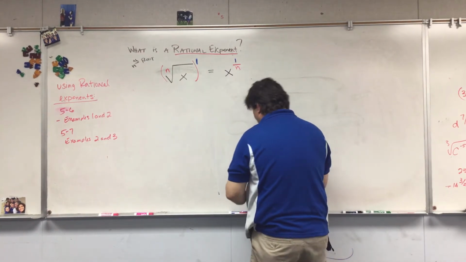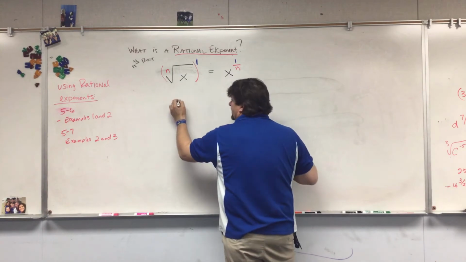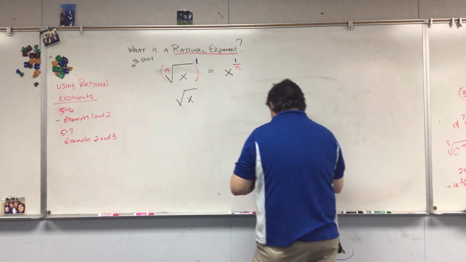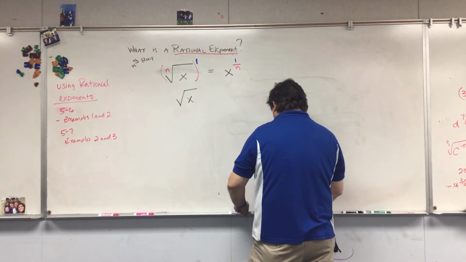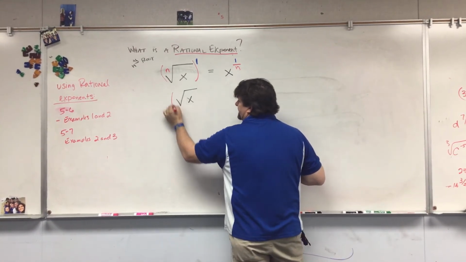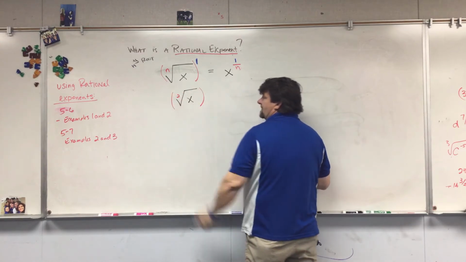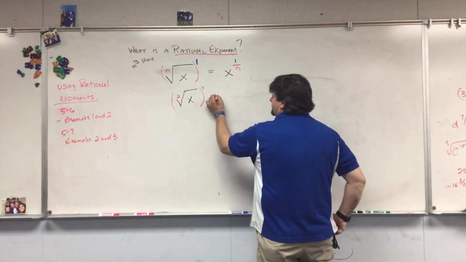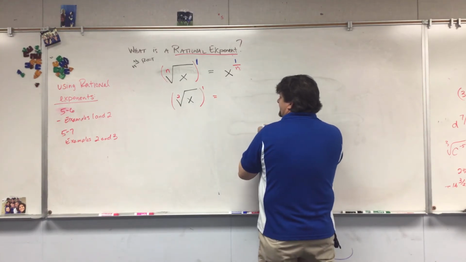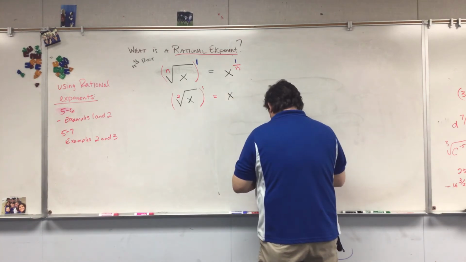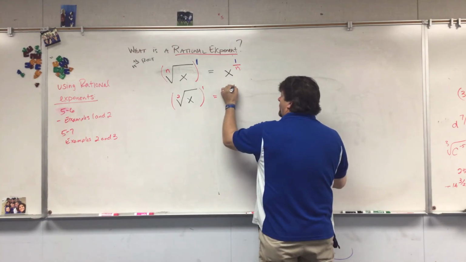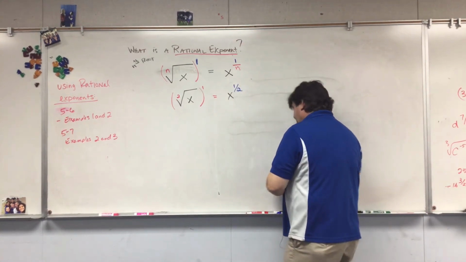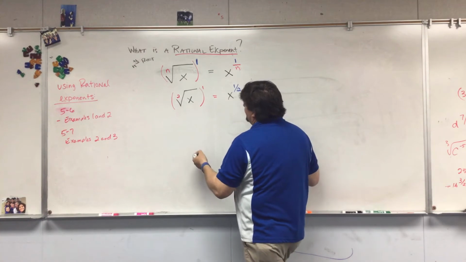So let's take something you know, which is just the square root of x. We know that this thing is a 2, we don't ever write it, and that's a 1. So that means that this is x to the 1/2. Okay? So it can change, it can be whatever you want it to be.